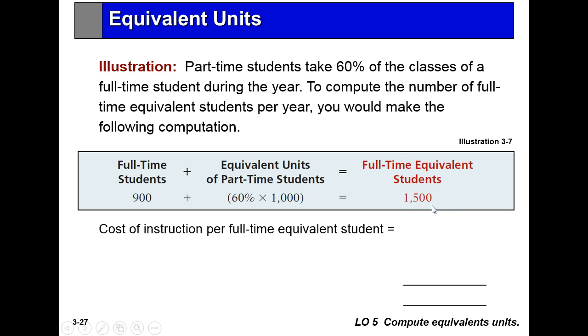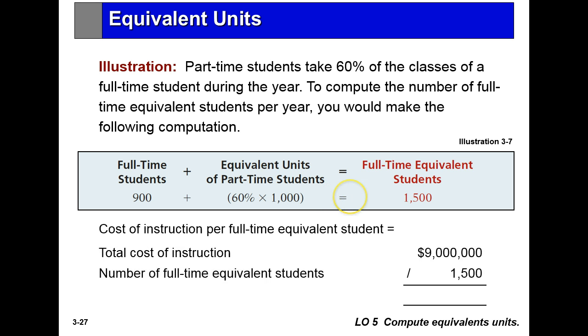Does that make sense? So cost of instruction per full-time equivalent student is going to be categorized based on coming up with a certain parameter or denominator to determine how we calculate per full-time equivalent of 6,000 per student. Make sense?